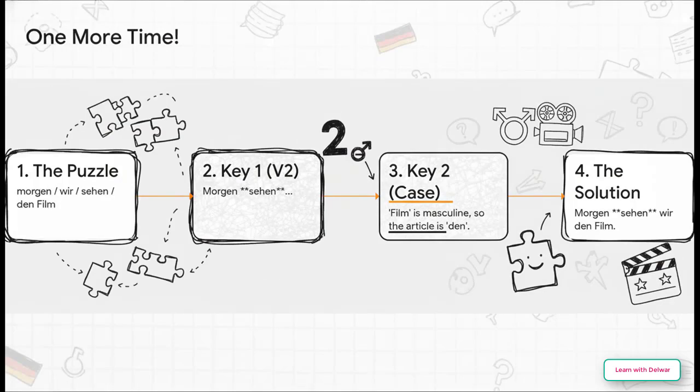Let's do a quick fire round. One more time. The puzzle is Morgen, wir sehen den Film. Okay, key 1. We start with Morgen, so the verb sehen has to come second. Easy. Key 2, is film the direct object? Yes. Is it masculine? Yes. So its article is correctly den. All that's left is to pop our subject wir right after the verb, and we get a perfect sentence. Morgen sehen wir den Film.